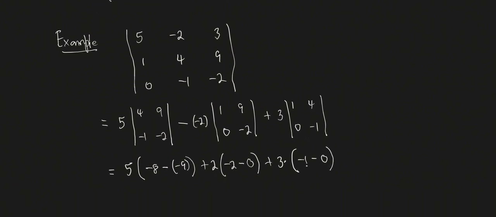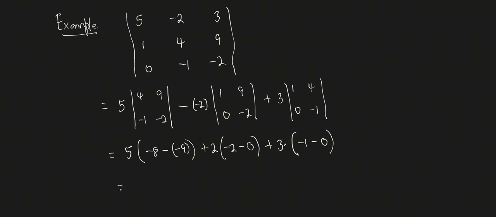And then we do our arithmetic nice and carefully. What do we have? We have 5 times -8 plus 9, that's 1. And then plus 2 times -2, and then plus 3 times -1. So we end up getting 5 minus 4 minus 3. So the determinant of this 3 by 3 matrix is -2.